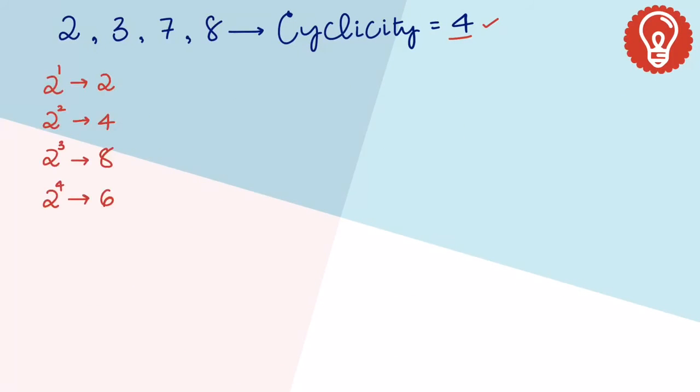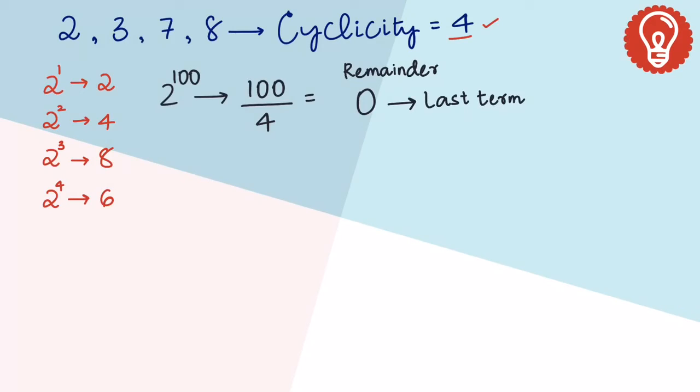Let's start with a very simple example. Let's say you have to find what comes in the units place of 2 power 100. To do this, step 1, take the power 100, divide it by 4 because the cyclicity of 2 is 4, and find the remainder, which is 0. Remember, 0 refers to the last term in the series. The last term in 2 power n series is 6. Therefore, the units place of 2 power 100 is 6.